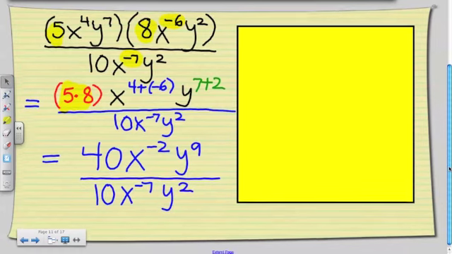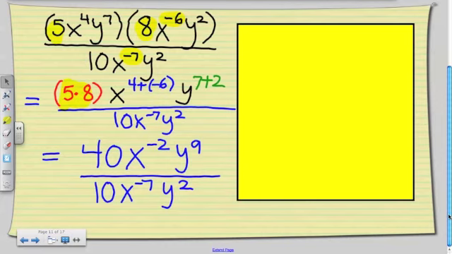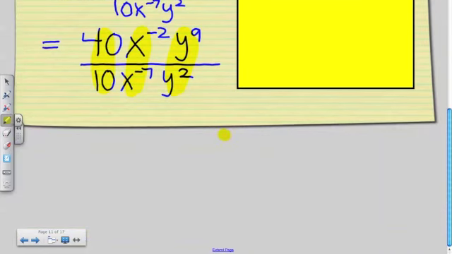So now I have a monomial in the numerator, monomial in the denominator. I can see that these are common terms, these are common terms, these are common terms. They have the common base. So I can go ahead and divide. I have 40 divided by 10. When I'm dividing, am I going to add or subtract my exponents?